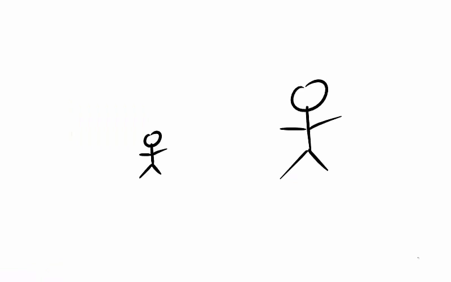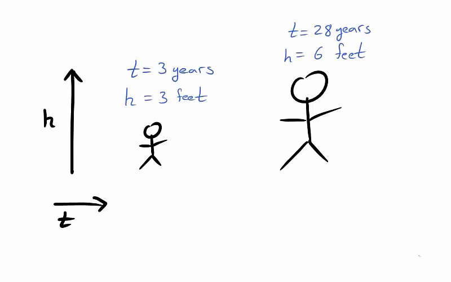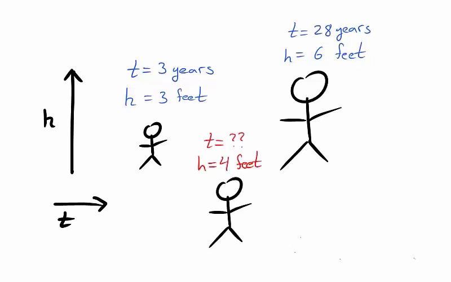Take, for example, a person's height, related as a function of time. Barring a tragedy, as a person ages, we would describe their height as continuous. That is, there is a constant flow. If I was 3 feet tall at age 3 and 6 feet tall at age 28, then you would expect that there is an age between 3 and 28 where I was 4 feet tall.